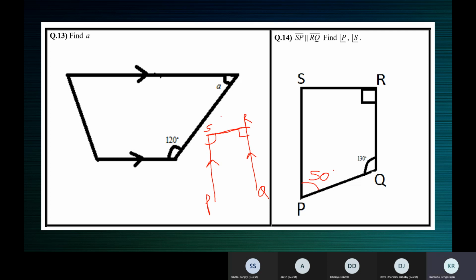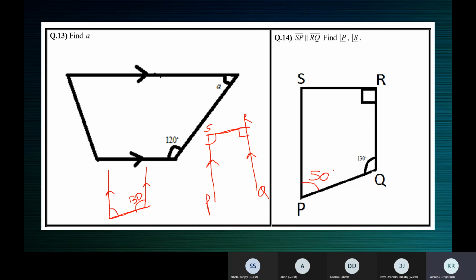So this is to find S. To find P, what did we do? Parallel lines, transversal. This is 130 degrees. Same idea, parallel lines, and this is the transversal. Allied angles are supplementary, so the sum of these two angles is equal to 180.